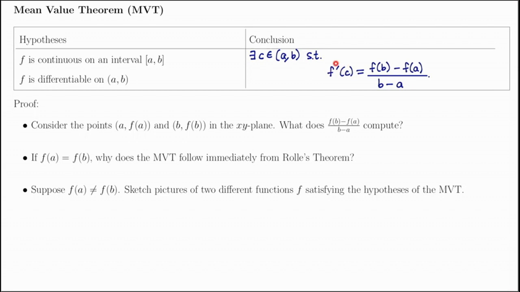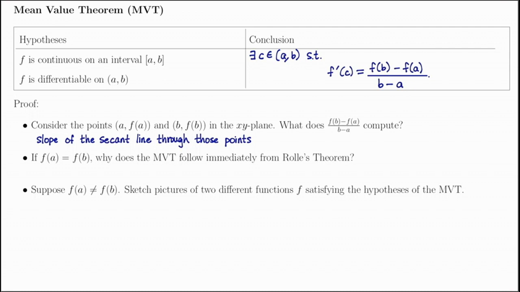Notice f prime of c is the slope of the tangent line to the curve y equals f of x through the point c, f of c. So this is the slope of the tangent line at c. Whereas f of b minus f of a divided by b minus a, that's the slope of the secant line passing through a, f of a and b, f of b. In other words, it's the slope of the line that connects the endpoints of our function over this domain.